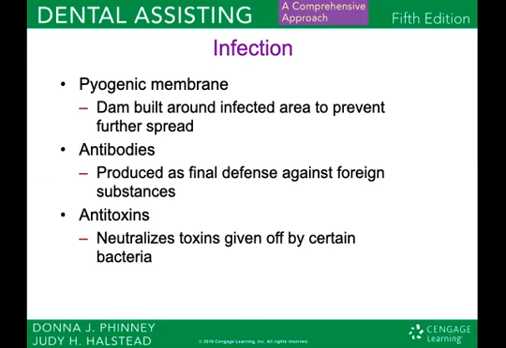When this happens, the body utilizes its final defenses, which are antibodies. An antibody produces immunity against a foreign substance or pathogen. There are a number of antibody groups that perform different functions in response to antigens. For example, an antitoxin neutralizes the toxins given off by certain bacteria.